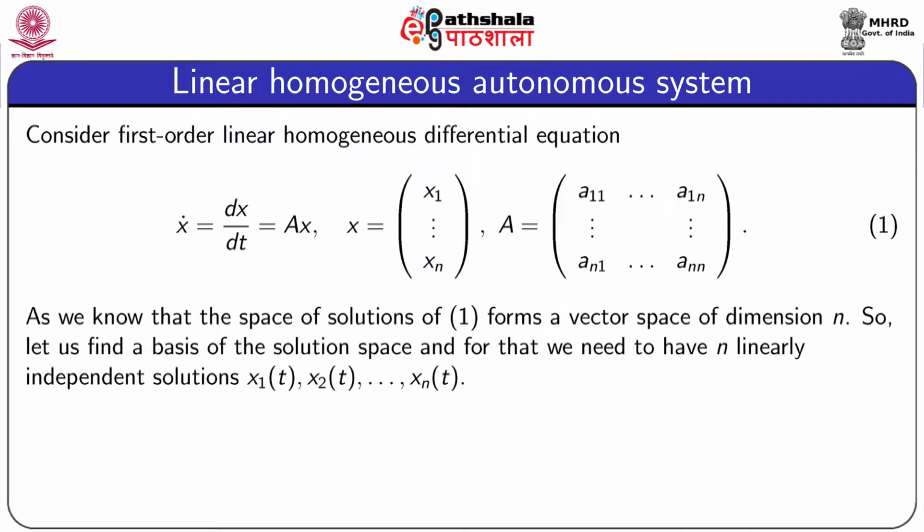We consider the first order linear homogeneous differential equation of the form dx/dt = Ax, where x is an n-component vector x1, x2, ..., xn, and A is a constant matrix because it is an autonomous system, given by A11, A12, ..., A1n, A21, A22, ..., A2n, and An1, An2, ..., Ann, given by equation number 1.